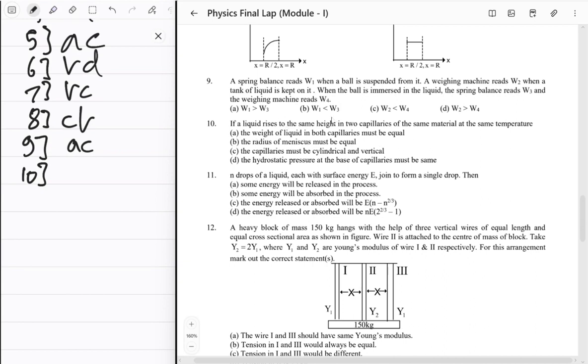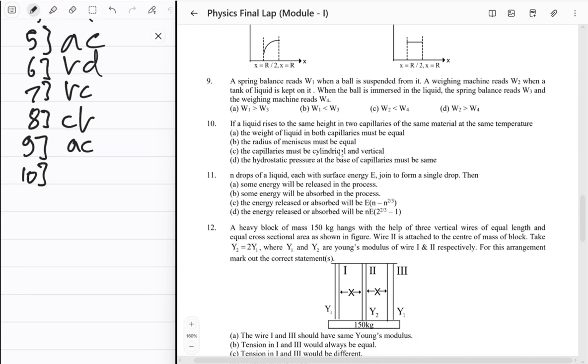Radius क्या है? Height same है, but radius अलग अलग है, शायद से. Okay, contact angle भी जो है, that's kind of a fixed thing. That just means, okay, inka radius must be the same. That's the only way this can be. So B is correct. The weight of the liquid in both capillaries must be equal.